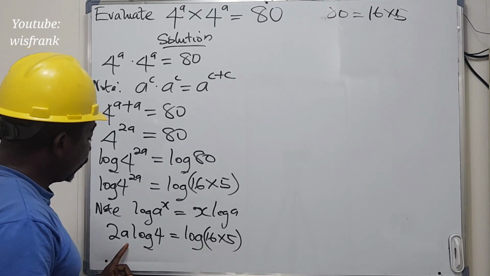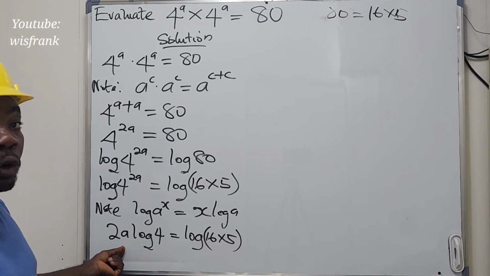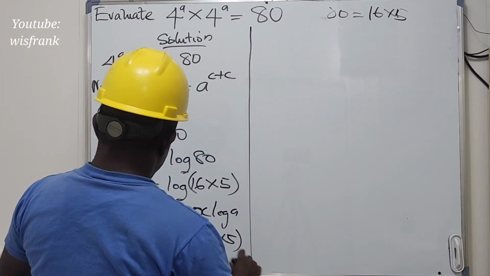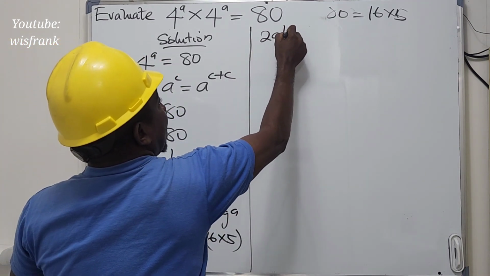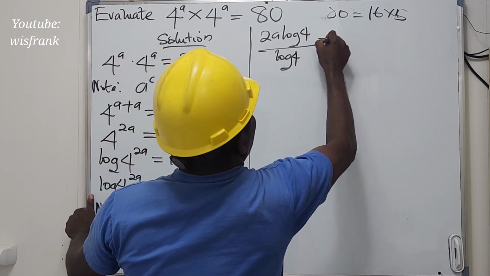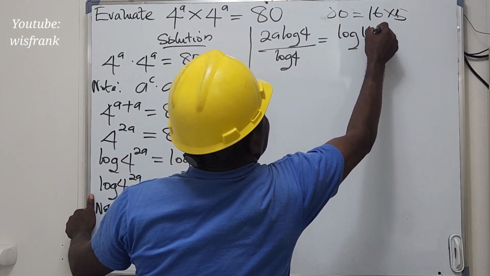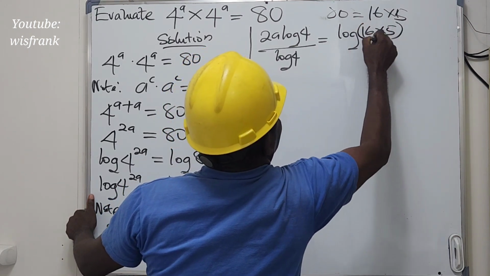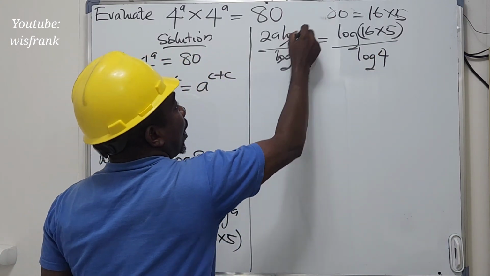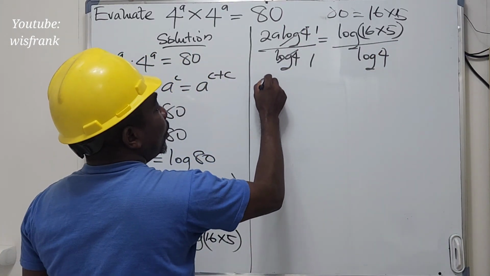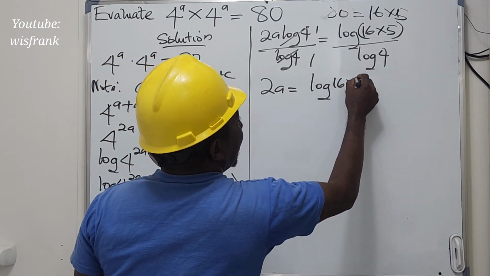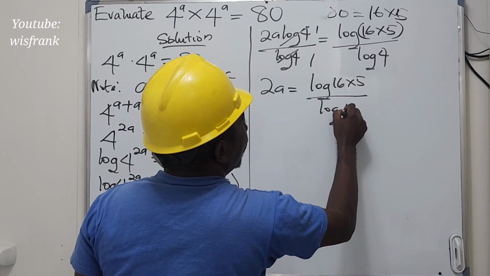For us to find the value of a, we need to divide both sides by log 4. So from there, we have 2a log 4 all over log 4 equals log 16 times 5 all divided by log 4. Log 4 will cancel here and log 4 will cancel here. So we are now left with 2a equals log 16 times 5 all over log 4.